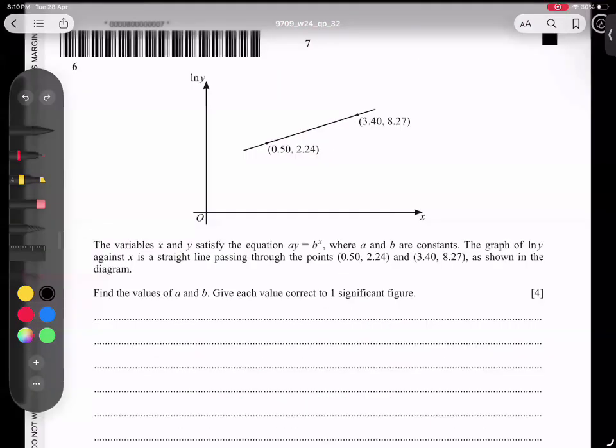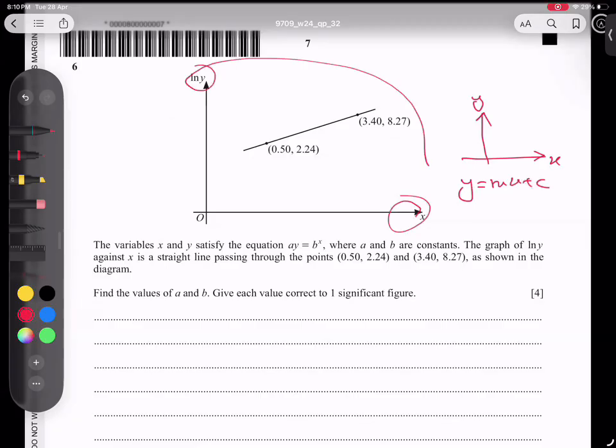Question number 6, students, and we have to solve this one. What is the question? Find a and b, each value. We have been given 2 points on the line, and we have ln y and x. So basically, if we have y and x, the formula is y equals mx plus c. But if we have ln y and x, the formula converts to ln y equals mx plus c. And we can look at this in the equation now.